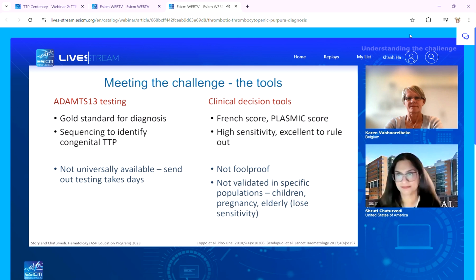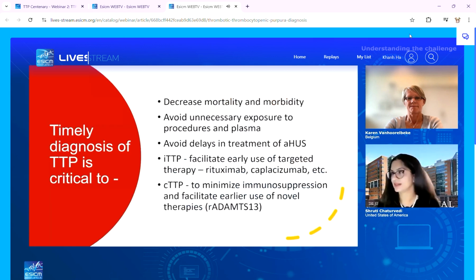So just to highlight that timely diagnosis of TTP is critical for many reasons, the first and foremost being to reduce mortality from acute TTP, but also morbidity from events such as stroke that can occur during acute TTP. For people that do not eventually have TTP, to avoid unnecessary exposure to procedures and plasma, to avoid appropriate treatment of atypical hemolytic uremic syndrome because it is frequently treated as TTP until proven otherwise.